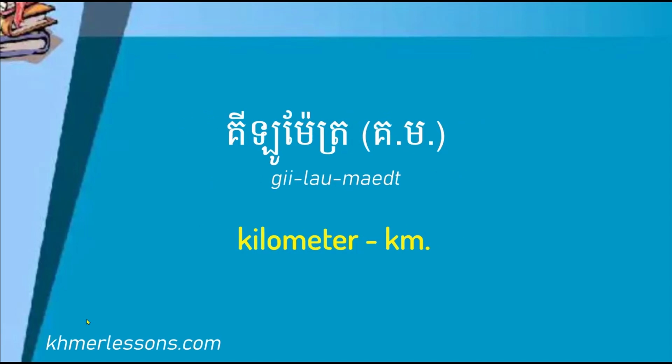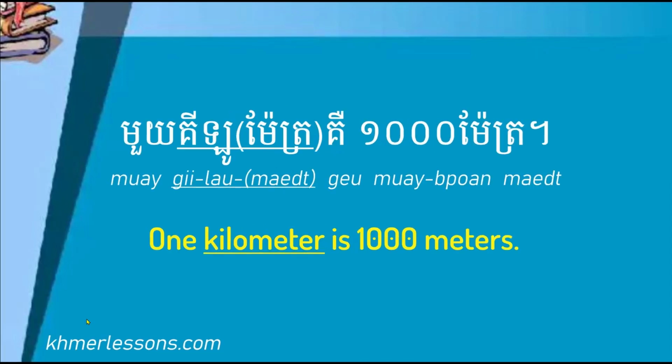Kilometer, about distance. Kilomet. 1 kilometer is 1,000 meters. Muoy kilomet ku muoy pon met.